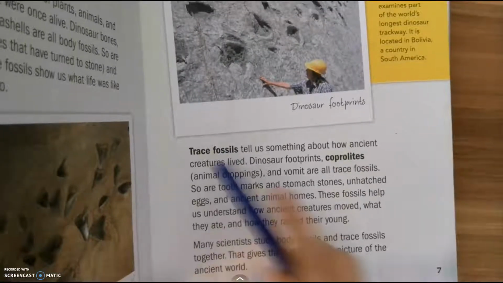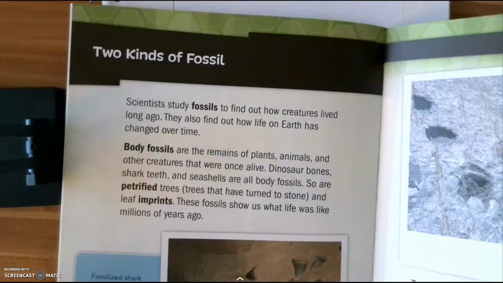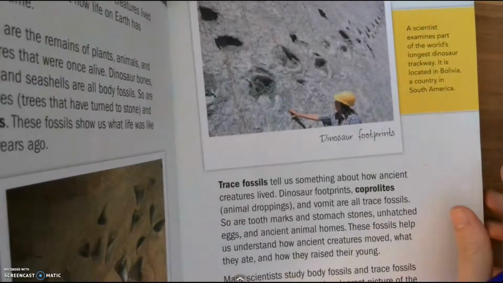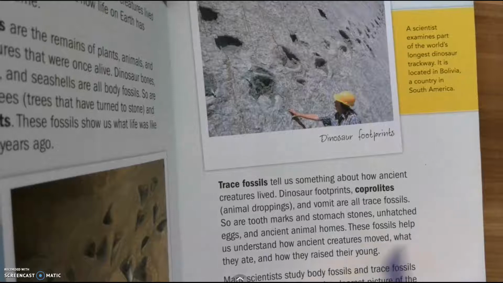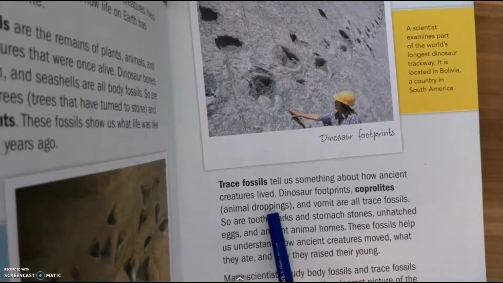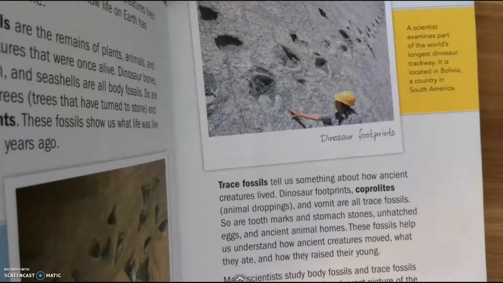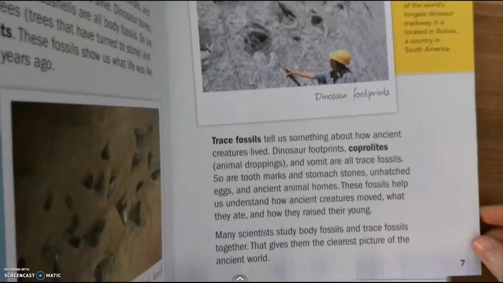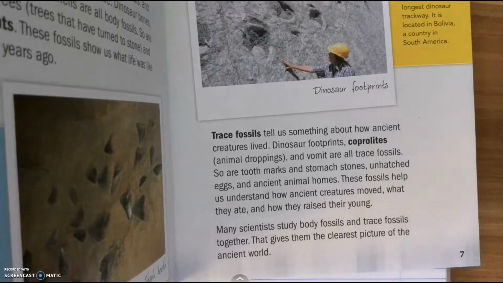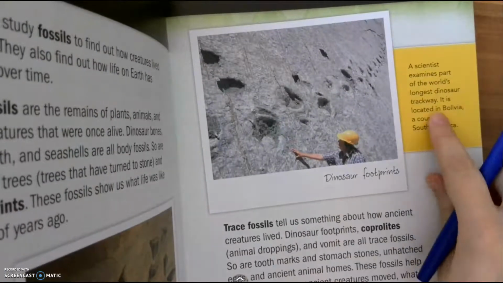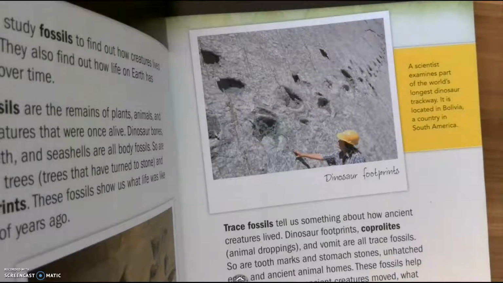Oh, and then we have trace fossils. So these are the 2 fossils they're telling us about. One is a body fossil and one is a trace fossil. Trace fossils tell us something about how ancient creatures lived. Dinosaur footprints, coprolites, which is just dinosaur poop, right, animal droppings, and vomit are all trace fossils. So are tooth marks and stomach stones, unhatched eggs, and ancient animal homes. These fossils help us understand how ancient creatures moved, what they ate, and how they raised their young. Many scientists study body fossils and trace fossils together. This gives them the clearest picture of the ancient world. We have another photo up here of dinosaur footprints, and the caption tells us that a scientist examines part of the world's longest dinosaur trackway. It's located in Bolivia, a country in South America.